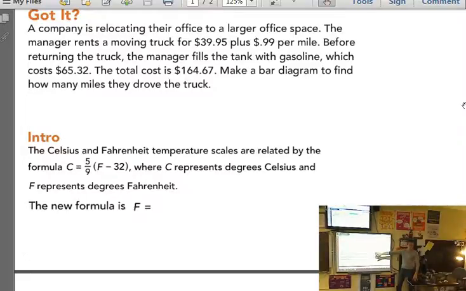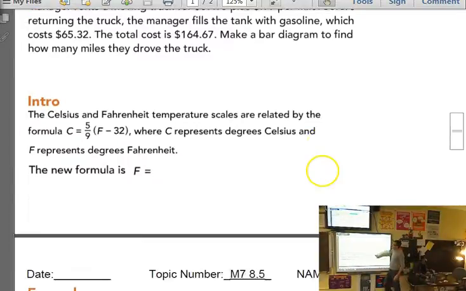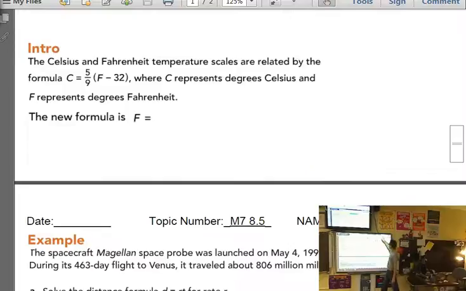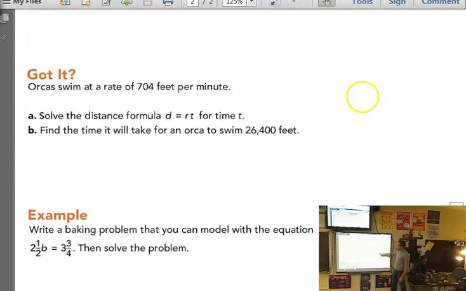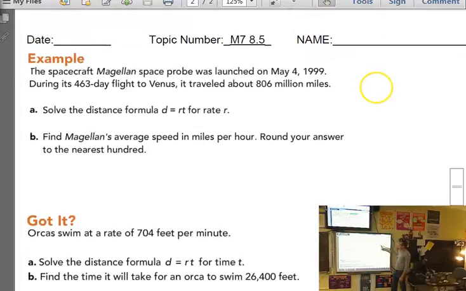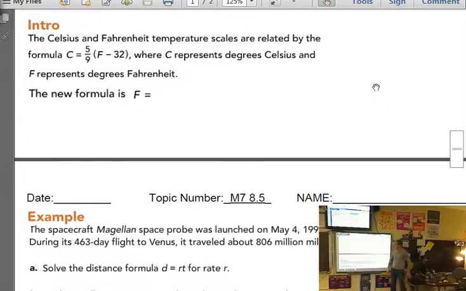But here's our formula because of the weird difference between the scales. If you know the Fahrenheit temperature, you use this formula to find your Celsius. If you know your Celsius, it's not on this paper, I think I give it to you somewhere else. I got ahead of myself.